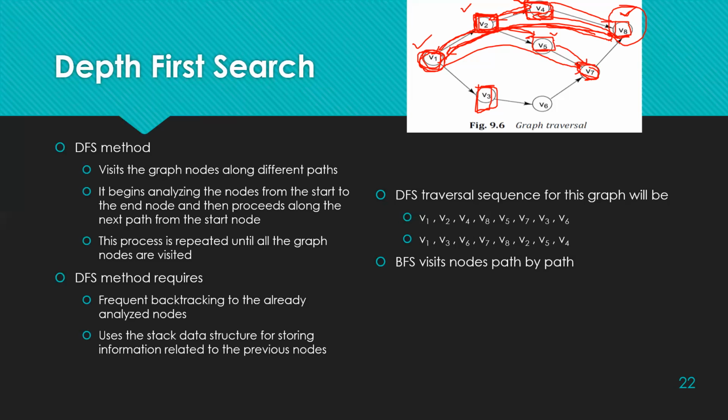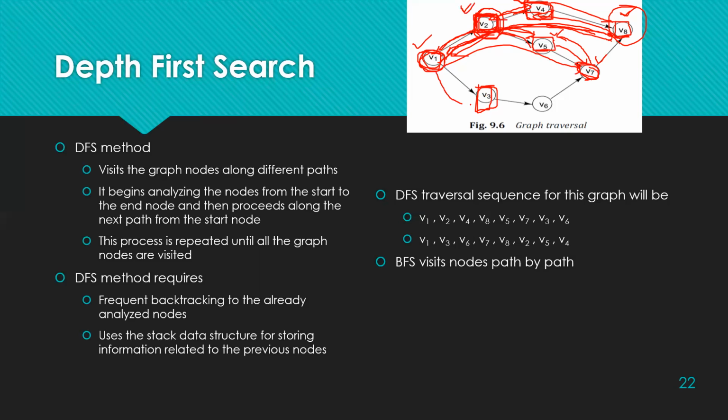Next, you trace back again. You go to V5. Is there any unvisited node for this one? V7 was the only one, and you have already visited it. So again you go back to V2. V4 and V5 are both visited. Again you go back to V1. For V1, V2 and V3 are the neighbors, but V2 has already been visited, while V3 has not been visited.